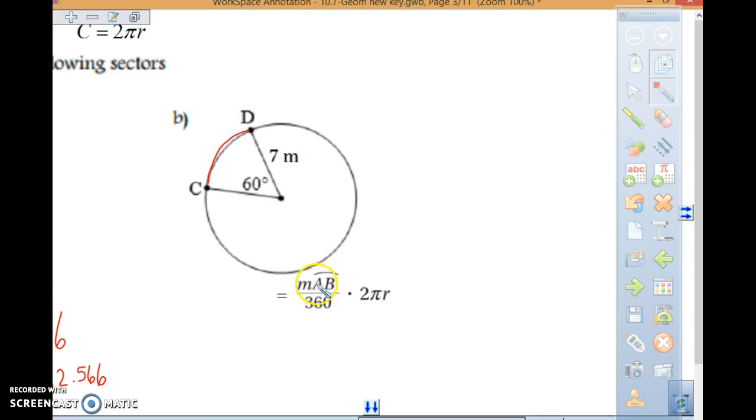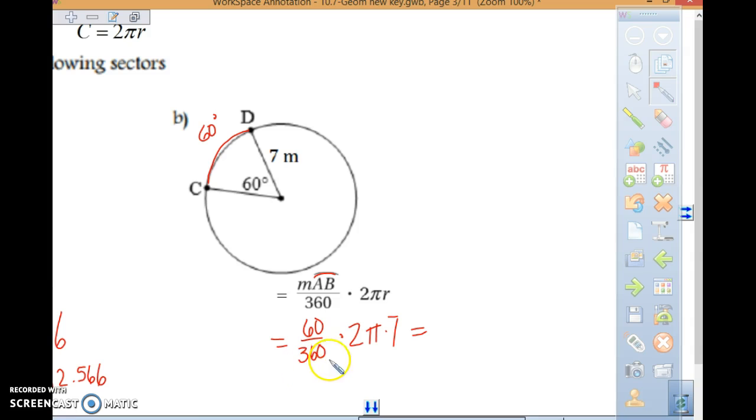So we want our central angle. In this case, AB is really a CD, and that measurement is the same as its central angle. So we're looking at 60 total degrees out of 360, which is really a sixth. So if we take a sixth of the circumference, 2 pi times 7, we get a fraction in there.